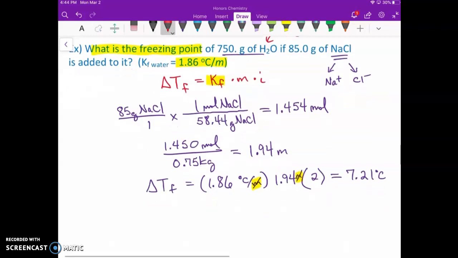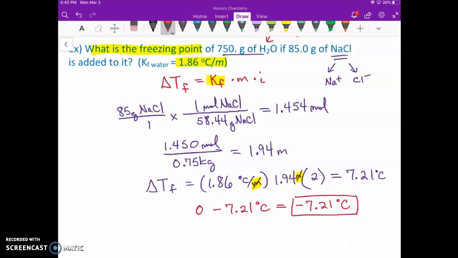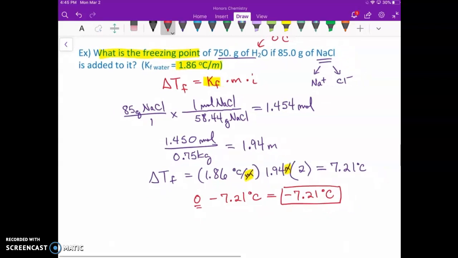So all you have to do is take your original freezing point, which is 0, minus the change, because depression means it's going down. So freezing point depression will always be subtracted from the original freezing point, and of course that means we're going to get negative 7.21 degrees Celsius. Not every solvent, of course, has a freezing point of 0, so if it's ethanol or something else, you're going to have to subtract from a different number there.